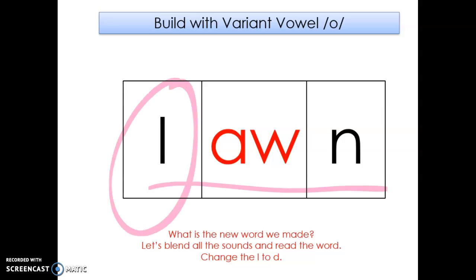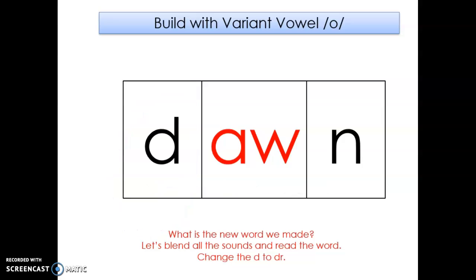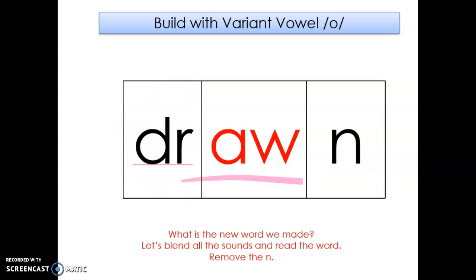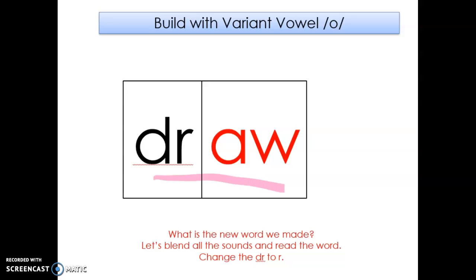Change L to D. Think. Say, word is dawn. What's the word? Change D to DR. Think. Say, word is drawn. What's the word? Remove the N. Think. Say, the word is draw.